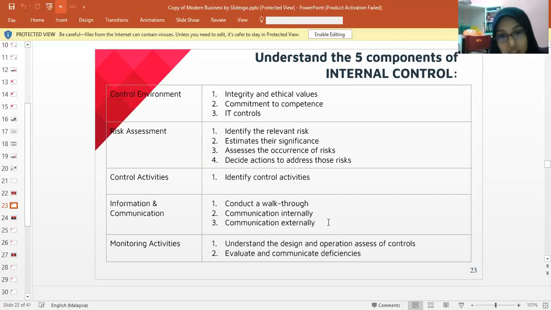Finally, monitoring activities. Monitoring activity is auditor need to understand the entity's monitoring of control in revenue process. Monitoring and understand how supervisor, personnel review the personnel who perform the control and evaluate the performance.